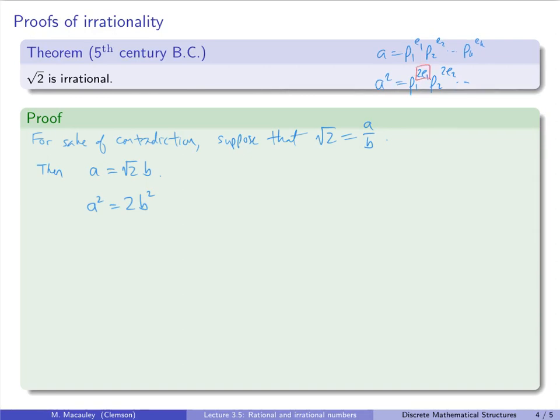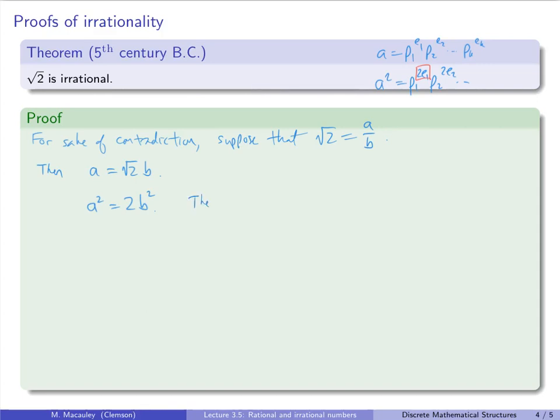So how many times does 2 appear as a prime factor in a squared? Well, it's an even number of times. However, on the right-hand side, 2 appears an odd number of times. It appears an even number of times in b squared, but then one additional time right out front. So that's basically it.